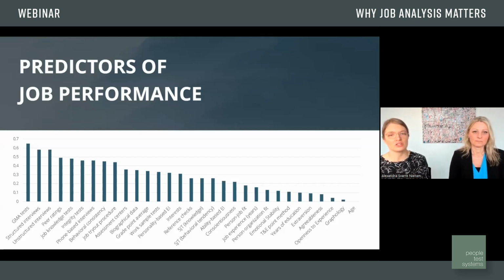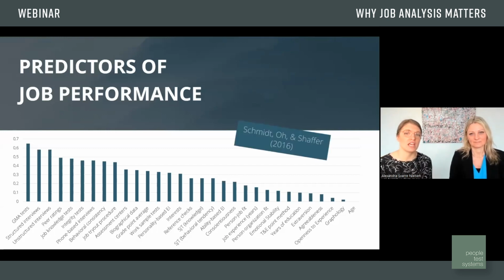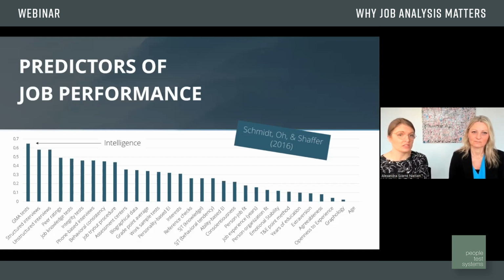It was first conducted by Smith and Hunter in 1998. It's really famous, and then it was updated in 2016 by Smith and Schaefer. What they have done is that they have dug into the last 100 years of research, and then they've compared 31 assessment methods in order to look at their prediction of job success, but also of learning. And what they conclude is that GMA, general mental ability or intelligence, is the single best predictor of job performance.